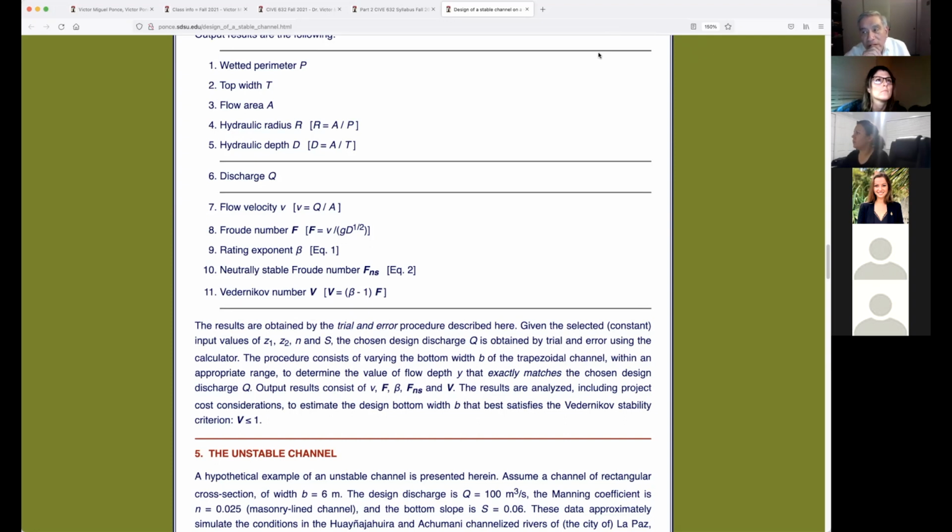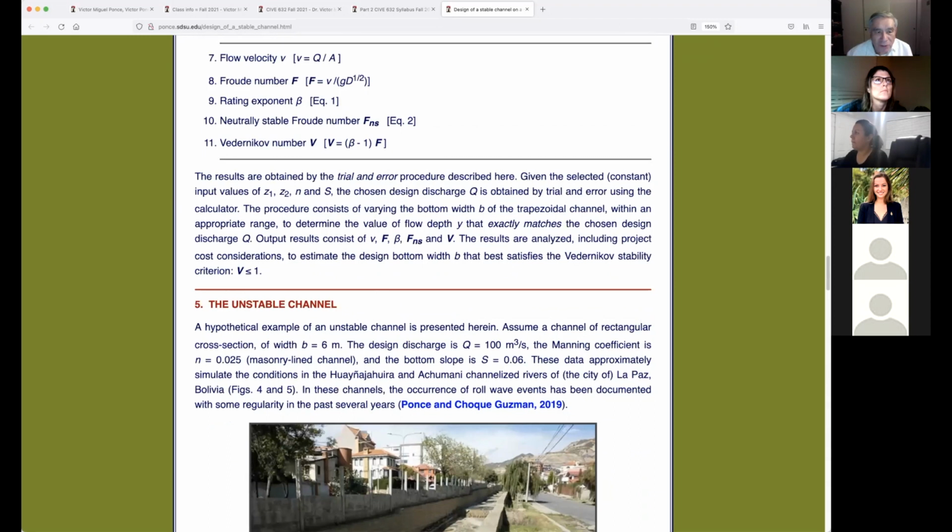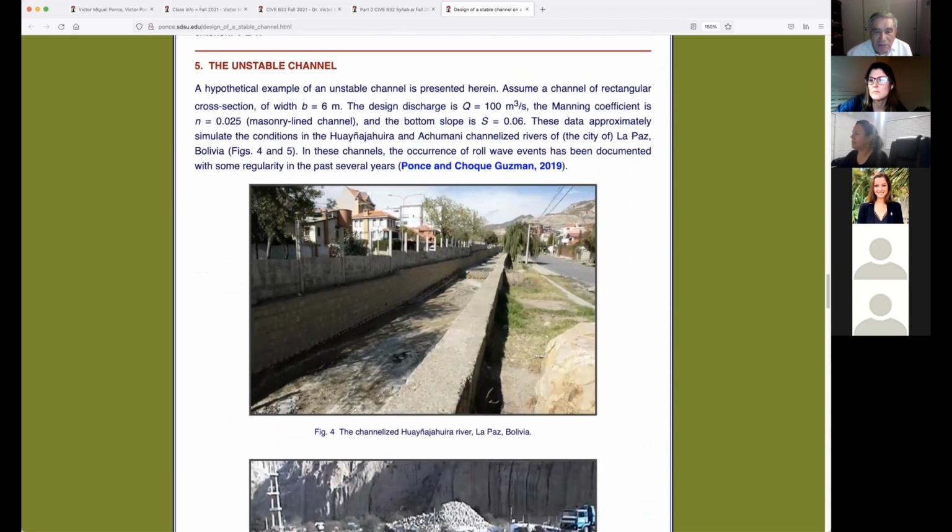So we always use the hydraulic depth rather than the depth itself, as it's proven in here, by the way. If you replace in there the capital D with a Y, you'll never get anywhere. It just won't work. Believe me, we examined this, okay? Neutrally stable Froude number, because the Froude number is tied, I repeat to reiterate, to the hydraulic depth, not to the depth by itself. So we calculate the Vedernikov number, with results obtained by a trial and error procedure, and the trial and error procedure is described here.